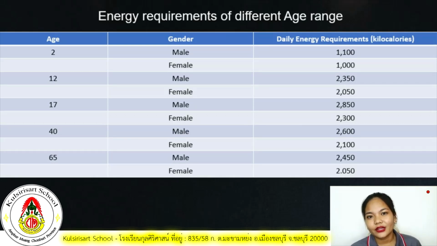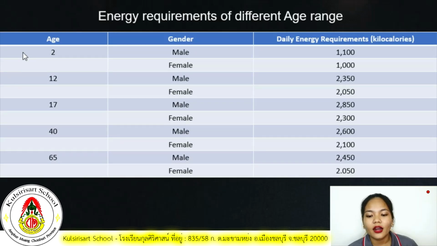Okay, so I have here with me another table. This table shows the energy requirement of different age ranges. For the first column, we have the age. The second one is the gender. And the last one has the daily energy requirements, which is in kilocalories.